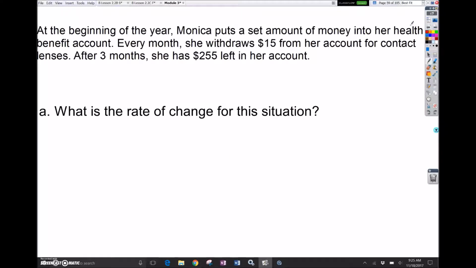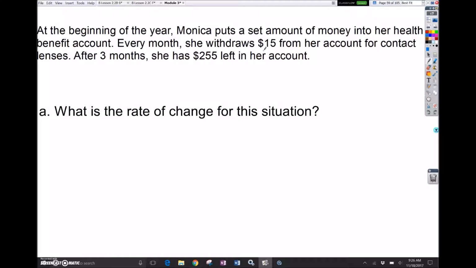At the beginning of the year, Monica puts a set amount of money into her health benefit account. It's basically she has this money she used for going to the doctors and stuff, and so she puts money in there every year. Every month she withdraws. That means she takes out $15 from her account. And after 3 months, she has $255 in her account.